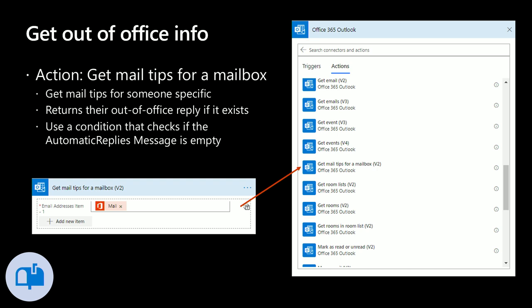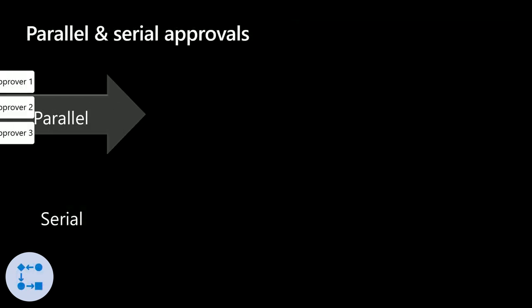In this example, I've just gotten the person's manager, and that's why it's that little orange icon. So the next thing you're going to do is use a condition that checks to see if their automatic replies message is empty or not, basically. It's not as straightforward as are they out of the office? It's, is this automatic replies message empty or not? But that's a great little tidbit to be able to do.